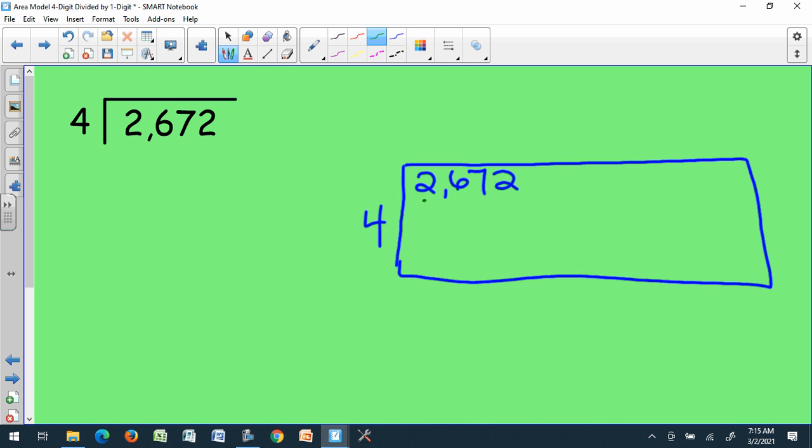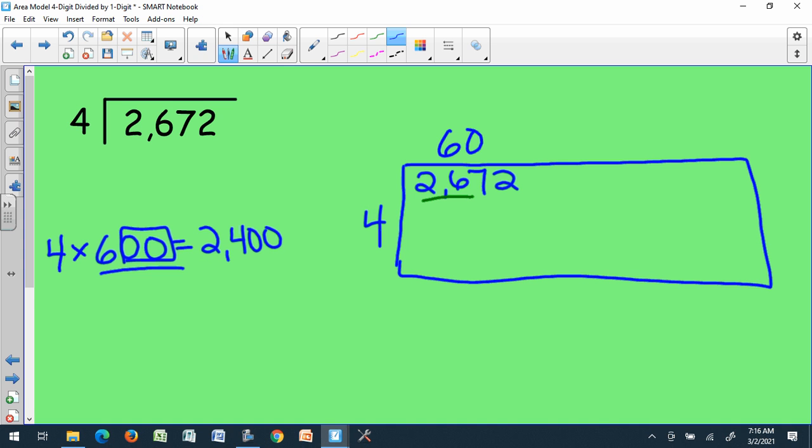Again, I'm going to look at those first 2 digits just to help me make my educated guess about our large number we're going to start with. And if I had 2,672 of something, putting them into 4 groups, I know that 4 times 6 is 24. Which would mean 4 times 60 is 240, and 4 times 600, if I box my zeros, is 2,400, which is very close to 2,672. So my number on top is going to be 600.